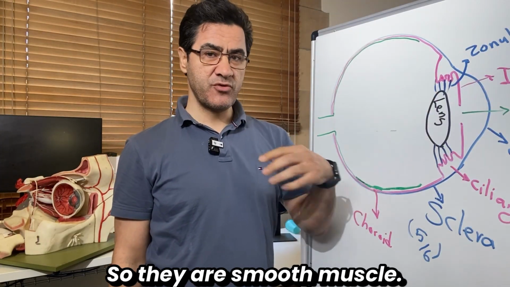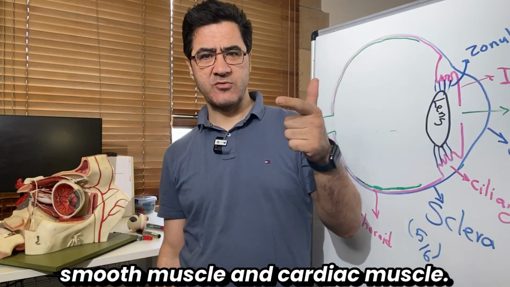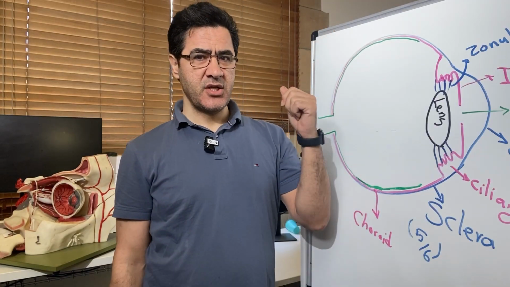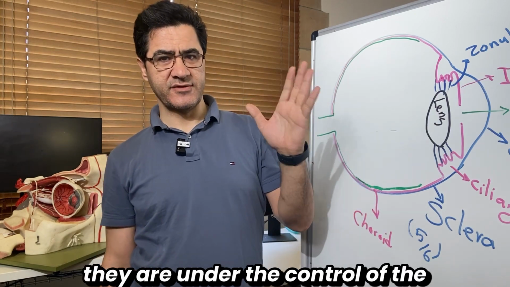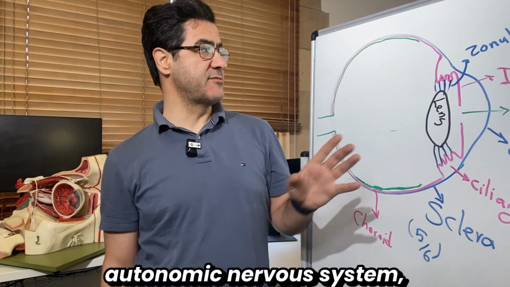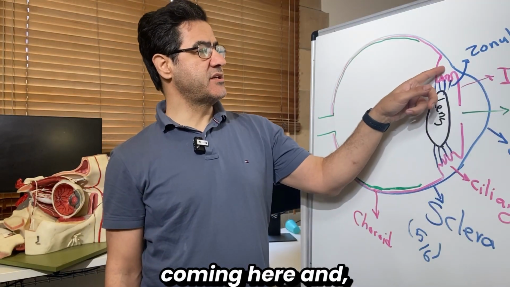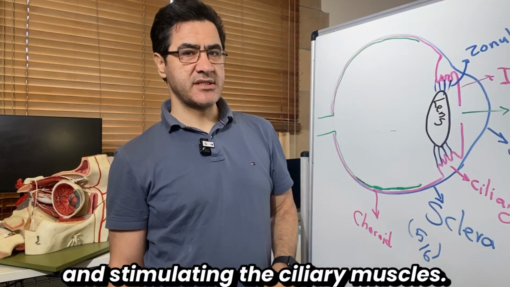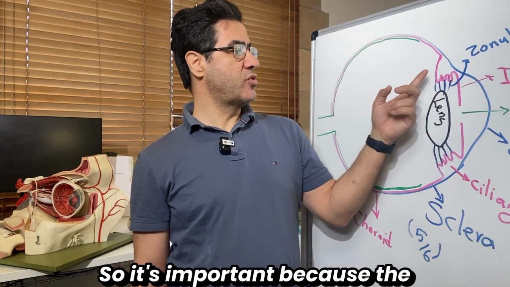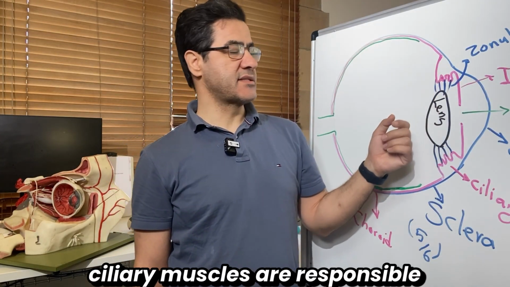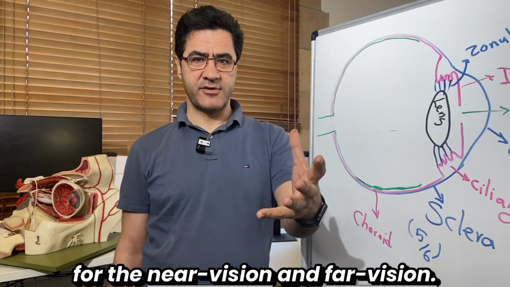They are smooth muscle. You know, we have different muscles in our body: skeletal muscle, smooth muscle, and cardiac muscle. Smooth muscles are involuntary. They are under the control of the autonomic nervous system, specifically parasympathetic fibers coming here and stimulating the ciliary muscles. It's important because the ciliary muscles are responsible for near vision and far vision.